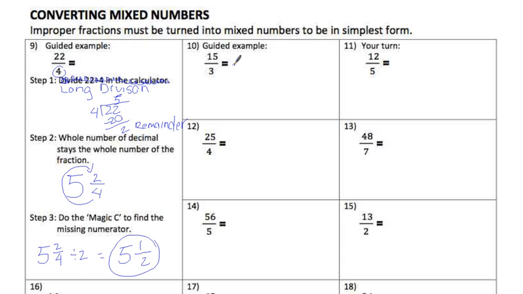Okay, so let's look at number 10. For this one, I can do the long division. 15 would go inside. Remember, top dog gets the house. 3 goes outside. 3 goes into 15 5 times. Do the subtraction, I get 0. So my answer for this one is just a whole number of 5. Go ahead, you try number 11.